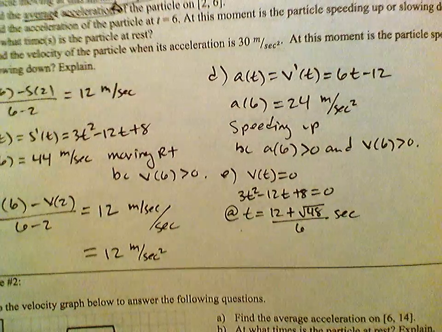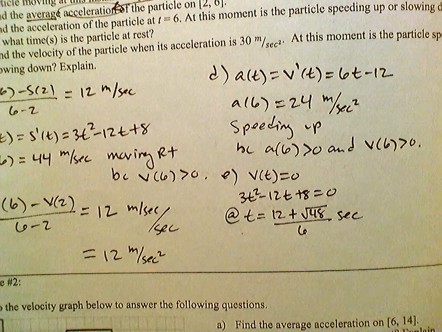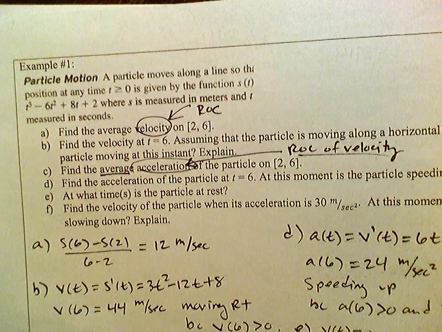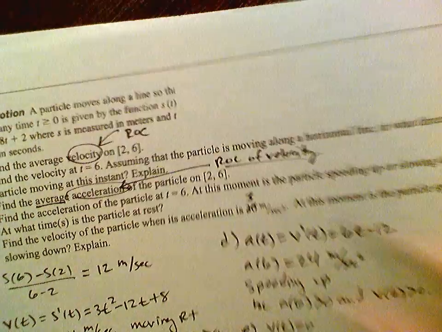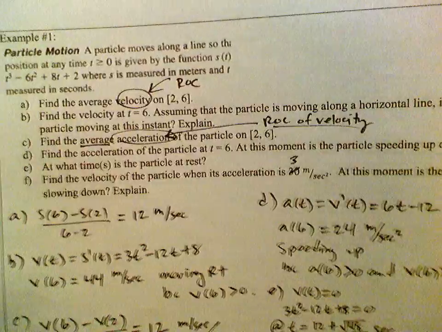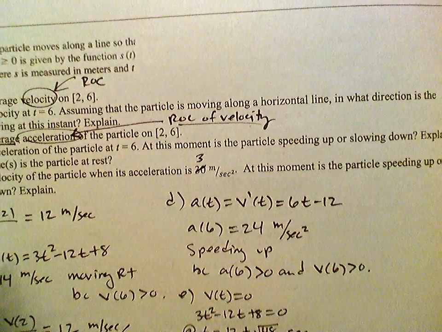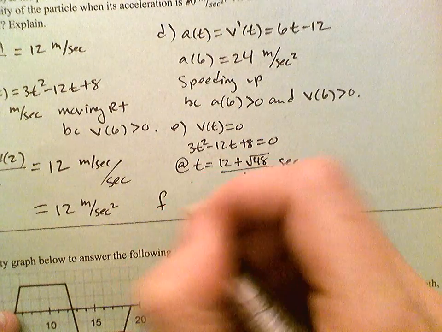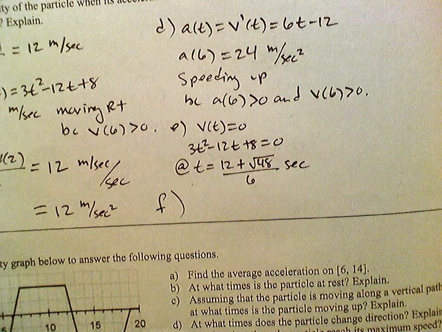Okay, all right, E. Now for F, find the velocity of the particle when its acceleration is 3, I mean for that to be 3. When its acceleration is 3 meters per second squared. At this moment, is the particle speeding up or slowing down? Explain. So we're almost done. So this is for F. So I want when its acceleration is 3. So I'm going to take my acceleration function. I'm going to equal it to 3.